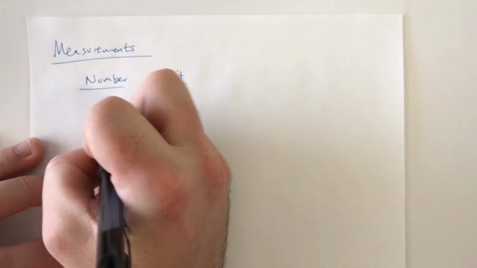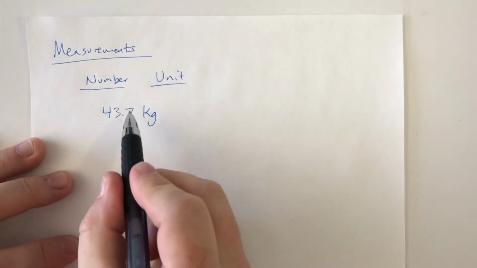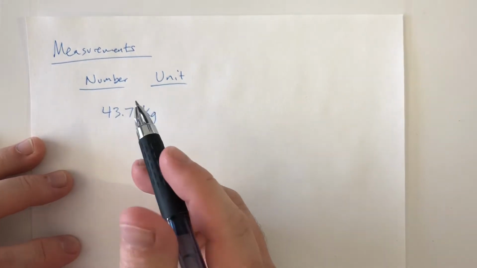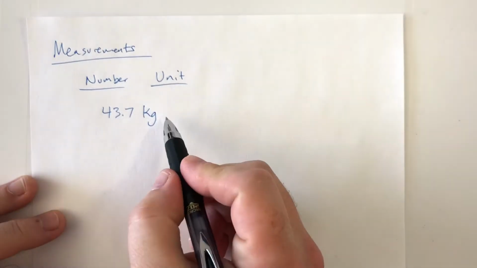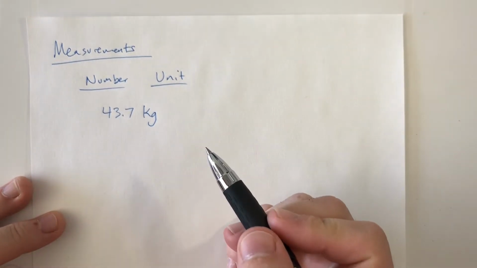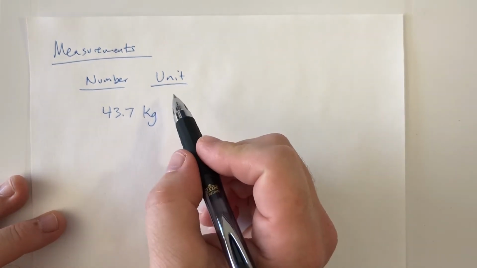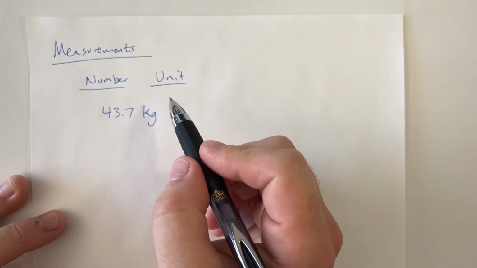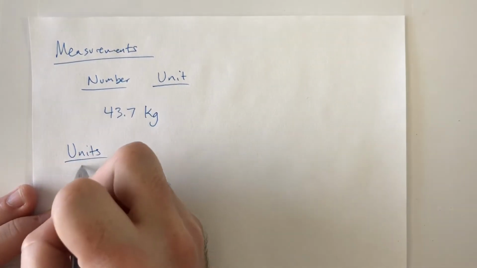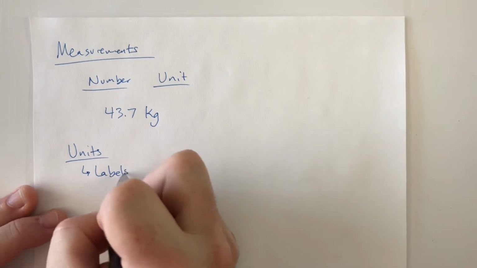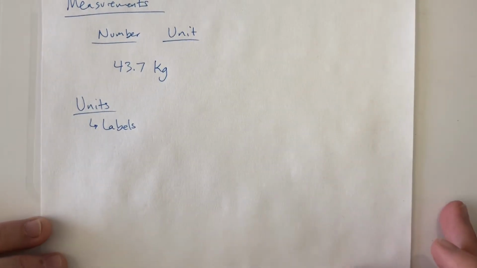So if we had 43.7 kilograms, the number part is going to matter, how many decimals it has is going to matter, how accurately you measure things is going to matter a lot. The unit, the label of it, is also going to be important. We are actually going to talk about the units first because it's the easier of the two, and it doesn't really matter which one we do first. Basically, units are like a label. They're just describing what we're talking about.